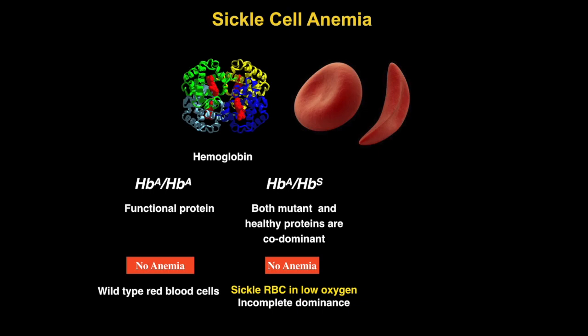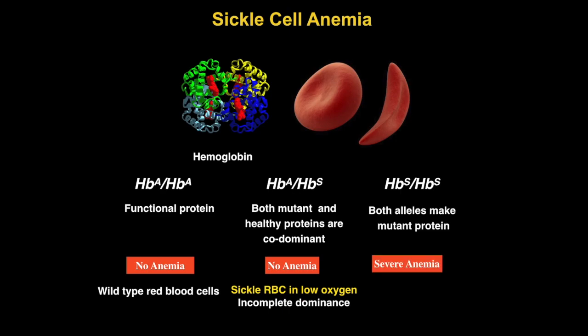So the distinction between codominance and incomplete dominance is less than clear. So I think they're kind of related concepts. If you're homozygous mutant, both alleles make the mutant protein. You have severe anemia, and you have sickle-shaped red blood cells.